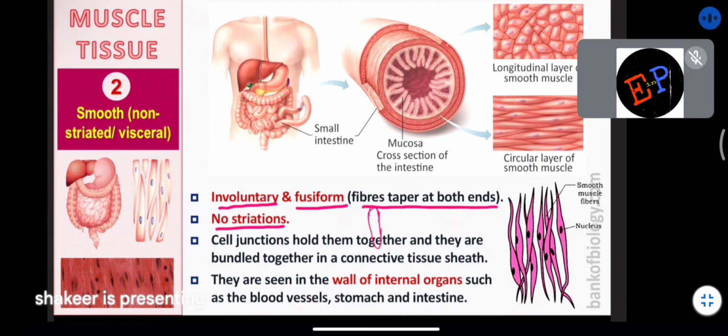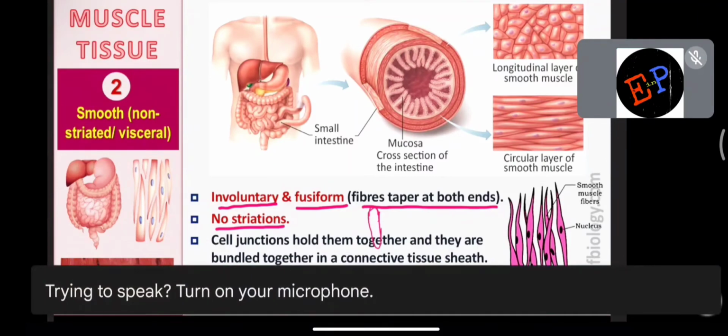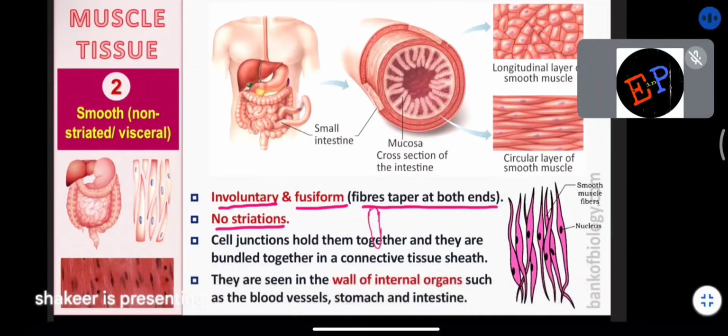Cell junctions hold them together. Already we have studied, inside the cell we have three types of junctions. Are you able to understand? These cell junctions hold the cells together, and again they are connected by a layer of connective tissue. They are seen in the walls of internal organs such as blood vessels, stomach, as well as intestine. This is the most important point in this whole slide.